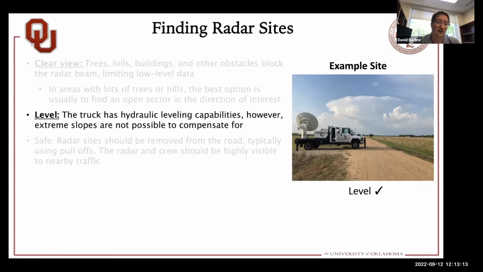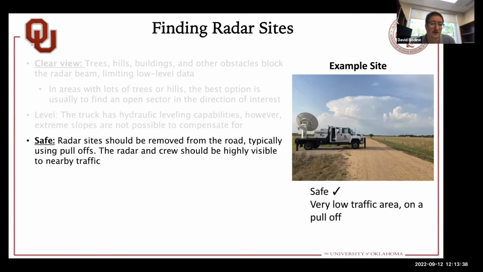We need the radar site to be level. This is important for the interpretation of our data. If the radar is not level, we can't assume the data are all at a constant height and elevation, or elevation will actually be varying as we scan around, which would be really hard to compensate for. So if you have a really extreme slope, while we do have hydraulic leveling, we may not be able to actually level the truck.